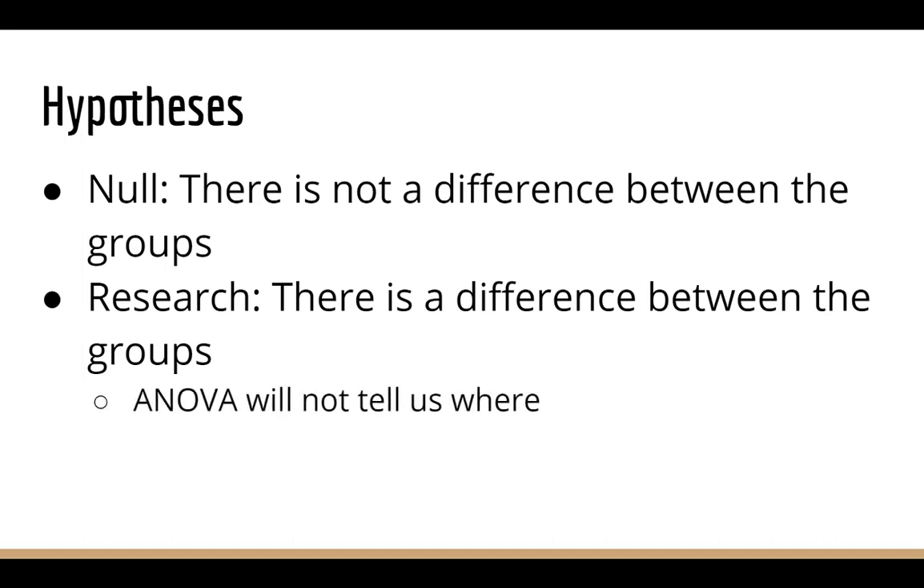ANOVA will not tell us where the difference is. It will tell us if there is one or isn't one, but it won't tell us which groups were different. It essentially just tells us if the variance between groups is bigger than the variance within groups. To find out where that difference lies, we have to do something else, which we will get to in a little bit. So for right now, just know that the F statistic tells us whether or not there is a difference between our groups somewhere.